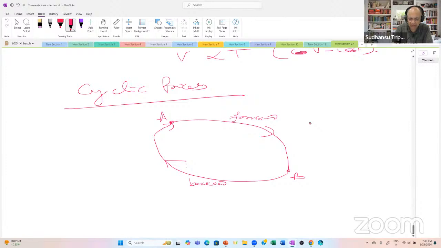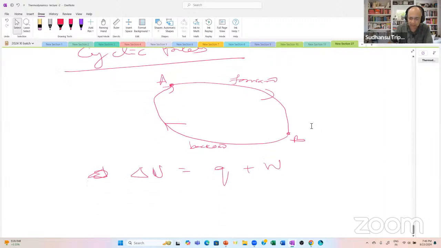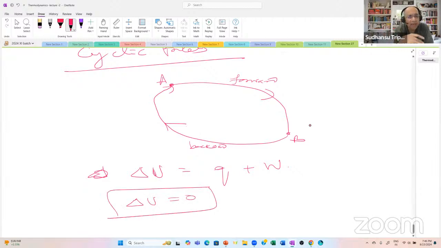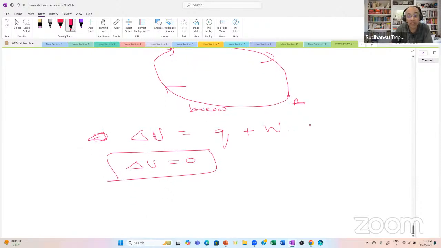In a cyclic process, del E, del U is equal to Q plus W, and here del U is equal to 0. Just like the isothermal process, you are returning back to the same place. So whatever heat you have dissipated, you have got back. So your internal energy is same. If you are returning back to the same state, then your internal energy is same. But W and Q are not thermodynamic properties, they are path functions, and they are also not state functions.